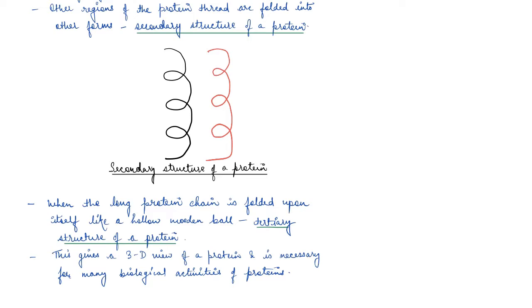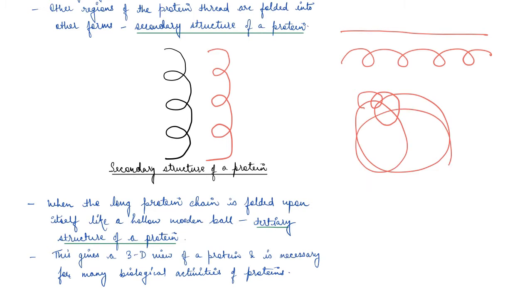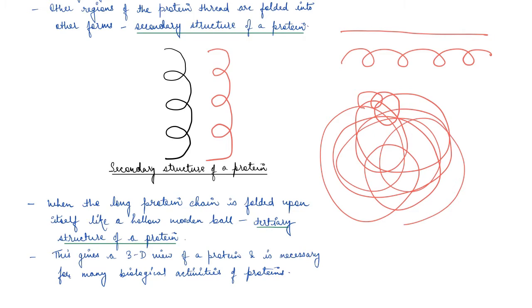Now what happens after this? So now imagine that there is a thread first that coiled, and now this coiling starts forming the shape of a circular ball, right? So now basically it somewhat folds into a hollow woolen ball, right? And this folded ball structure is nothing but the tertiary structure. This is the tertiary structure. So now, after it forms this circular ball shape, this basically gives us a view of three dimensions. This becomes a 3D structure, right?